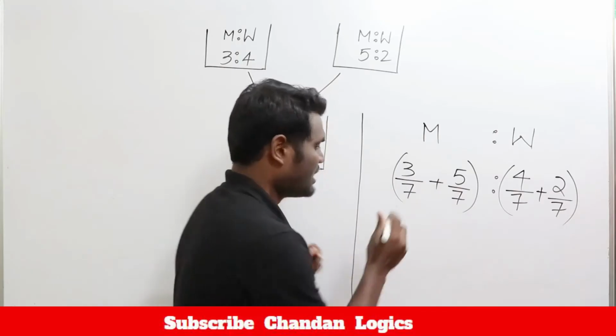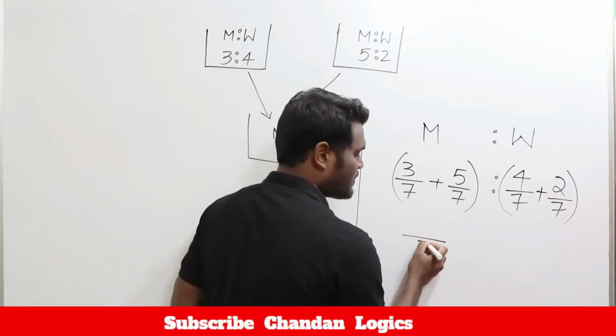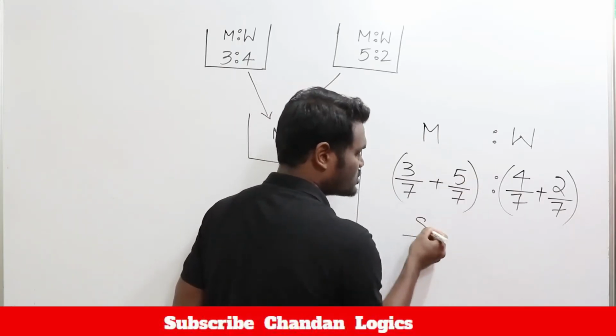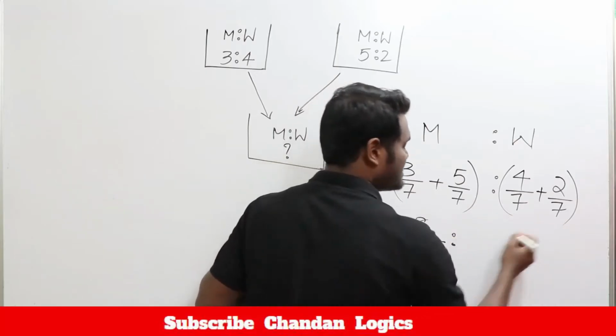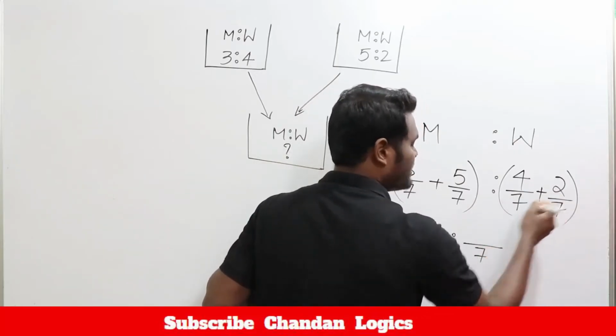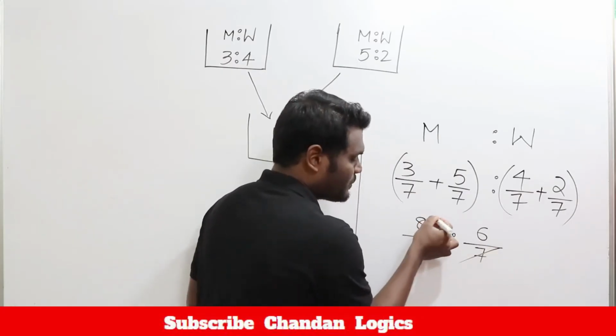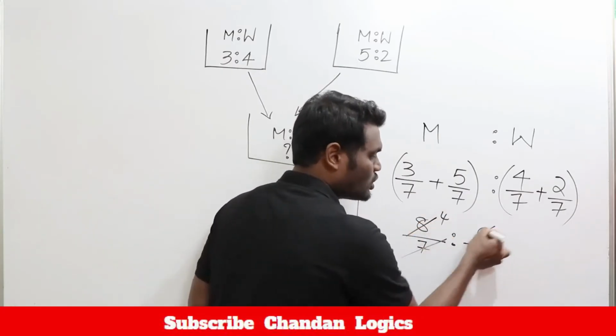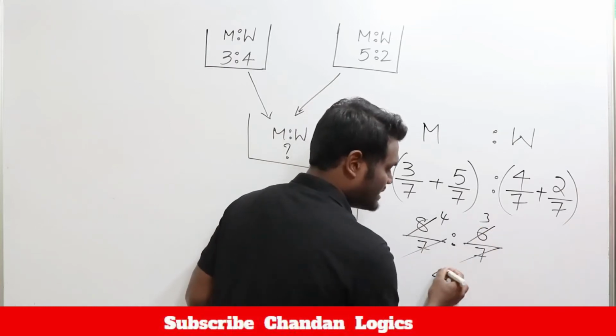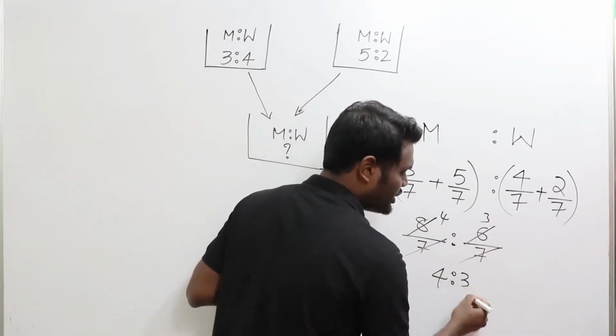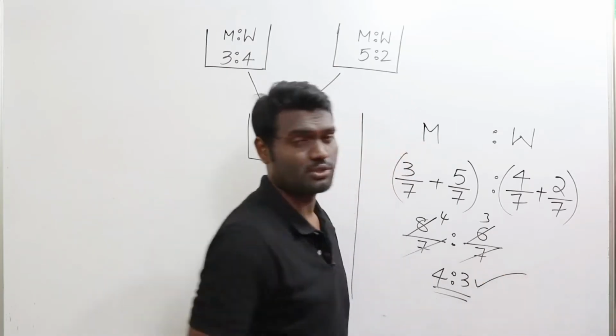Now when you add them, the LCM is 7. 3 plus 5 is 8, and the LCM is 7. 4 plus 2 is 6. Now 7 and 7 get cancelled, and 2 goes into 8 four times and into 6 three times. So the ratio in the new mixture is 4:3.